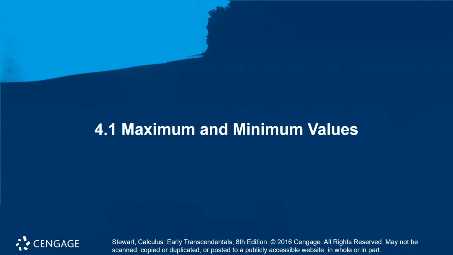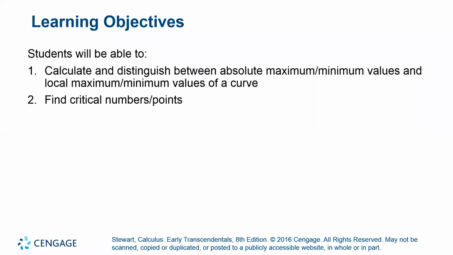There are two types that we're going to look at, as we see in our objectives. We have to calculate the absolute maximum and minimum values and distinguish between the two, and then also the local maximum and minimum values of a curve. So we distinguish between the absolute maximum, the absolute minimum, and local. So what is absolute max and min? What do we mean by that? And also find the critical values of a function and what occurs at the critical values of a function.